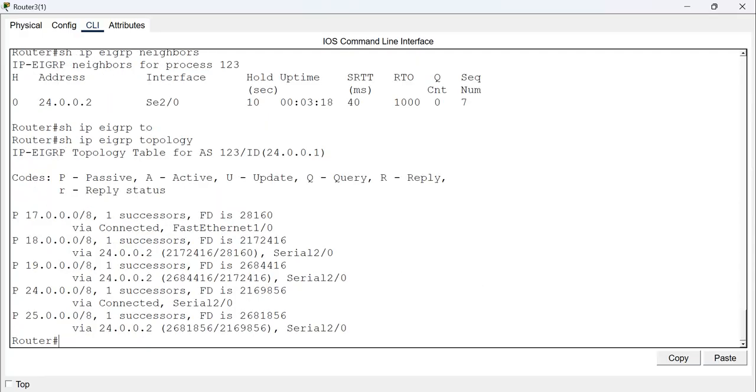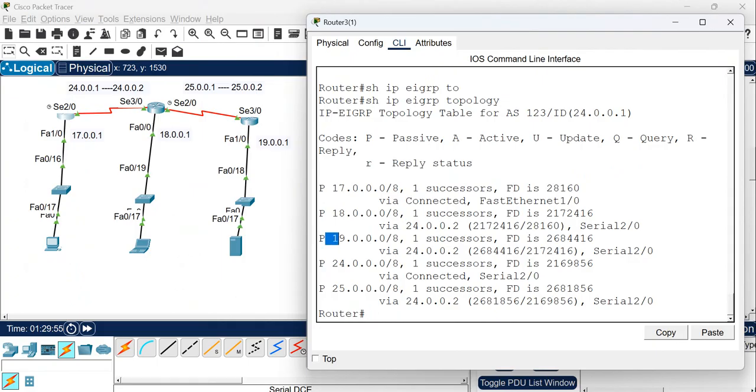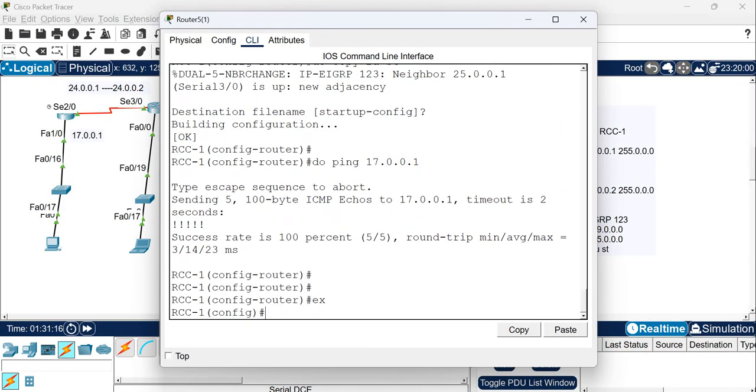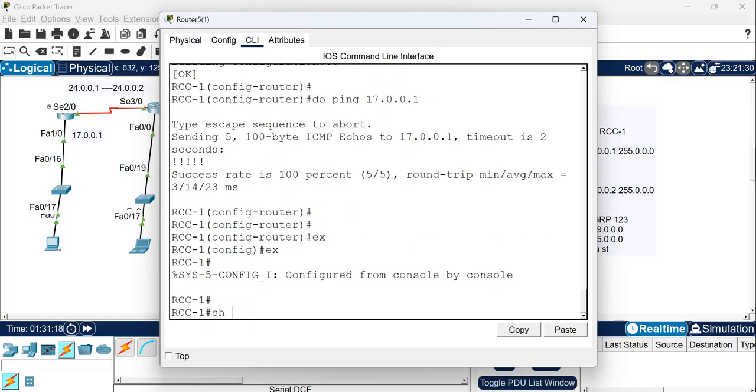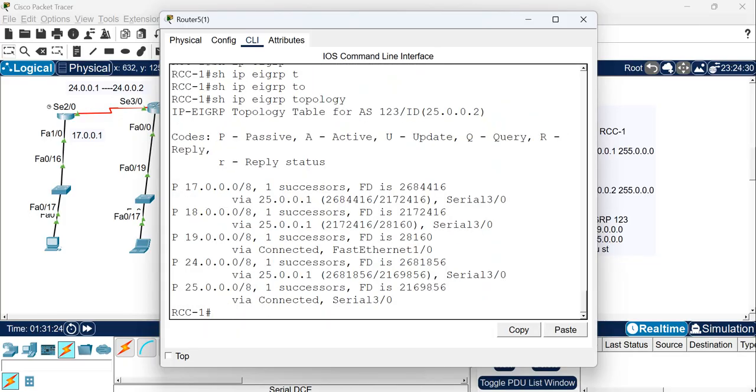Can you see? It says if I want to reach which machine? 19. On this router, it says if you want to reach 19, you have to go via 24002, and if you want to reach 24002, you should go via SE2. Clear? Yes. So let me pause it, and I'm going to use the same, show ip eigrp topology. Can you see what it says?